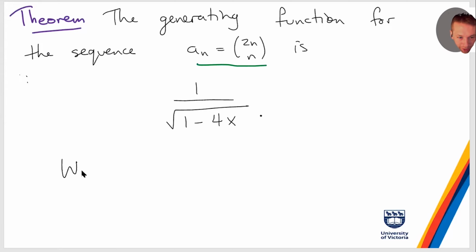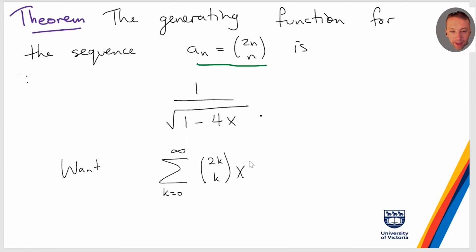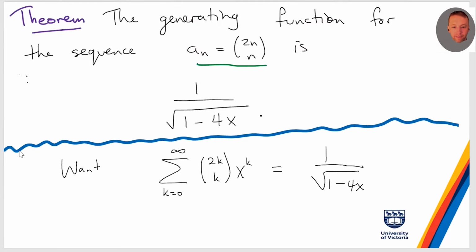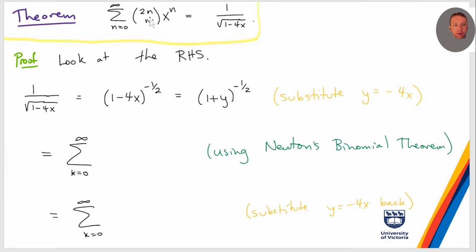So in other words, we want to show that if I take the sum, let's say k equals 0 to infinity, so I'm changing my variables a little bit, but it doesn't make a difference, right? If I take 2k choose k x to the k, I want to show that this is equal to 1 over root 1 minus 4x. So this is the statement we're trying to prove. Is that clear?